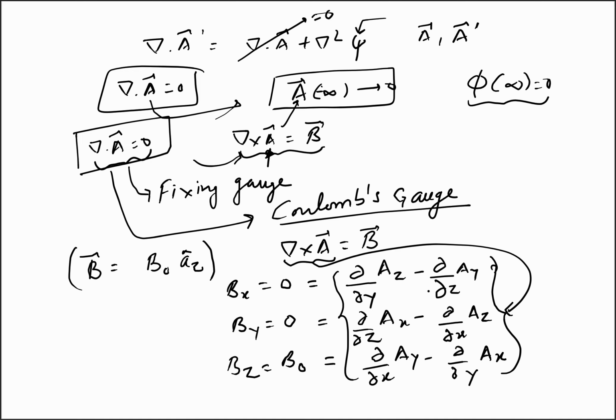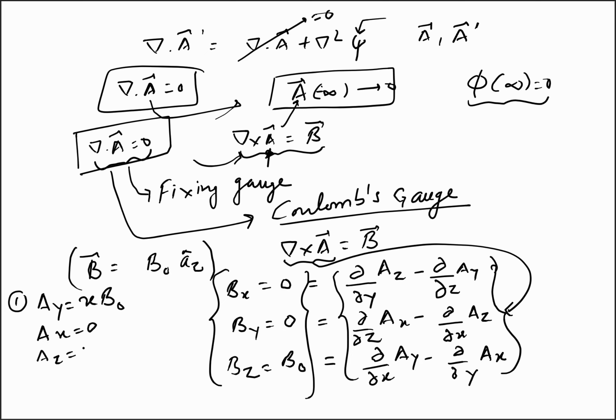Now we have a lot of choice. What can be the choice we can have for choosing Ax, Ay, Az so that we can have this field? The first choice can be that Ay is equal to x times B naught, Ax is equal to 0, and Az is equal to 0. If I put this value in, you will find that this will be equal to 0, this will be equal to 0, and only this will survive and it will be equal to B naught.